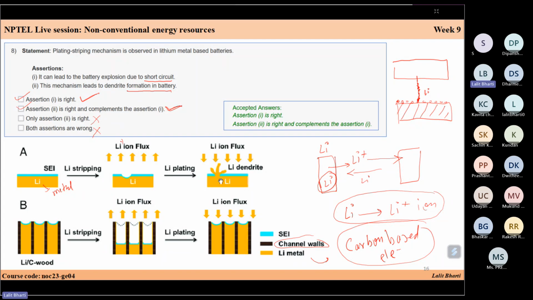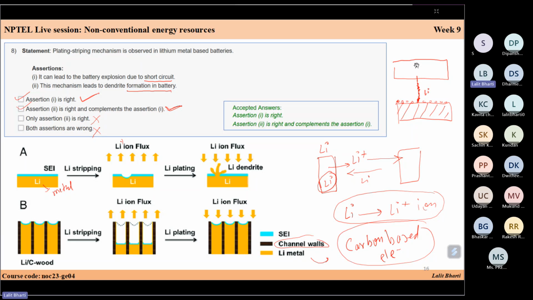So ultimately, what will happen? Because this is made of lithium and it is quite conductive in nature, it will reach through the separator. It will reach the cathode, and if it reaches the cathode, it gets a conductive path for the electrons. So your electrons will move from here to here and a short circuit will happen. It is a major issue in lithium metal batteries.